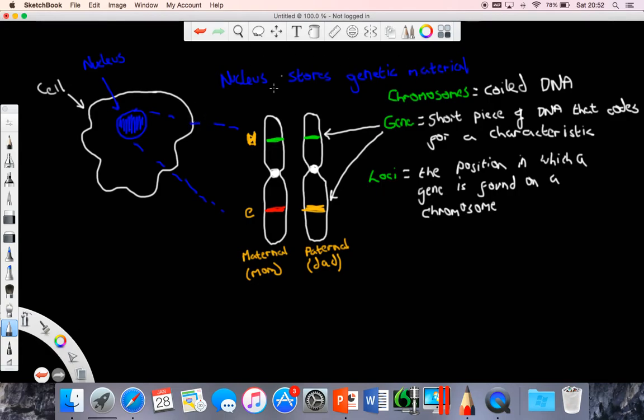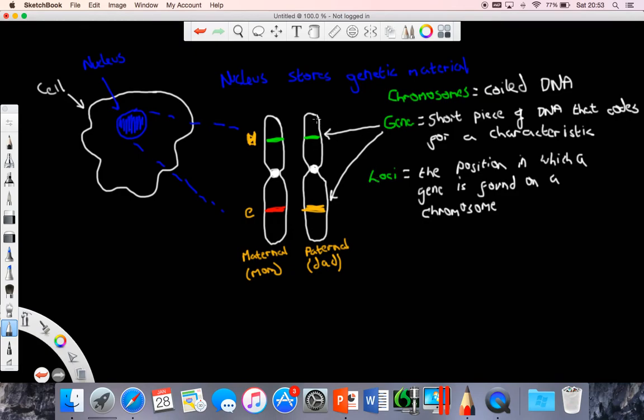This genetic material can coil up to form a chromosome. A chromosome is a coiled piece of DNA. These chromosomes have genes on them. Genes are short pieces of DNA that code for characteristics. They are found at loci on a chromosome.